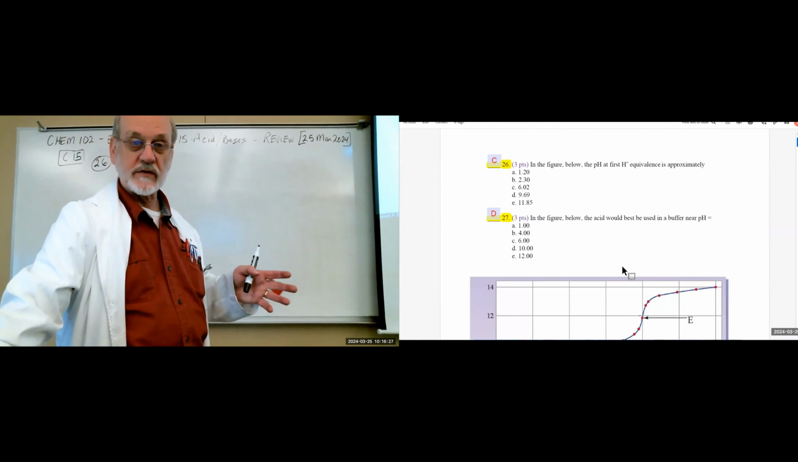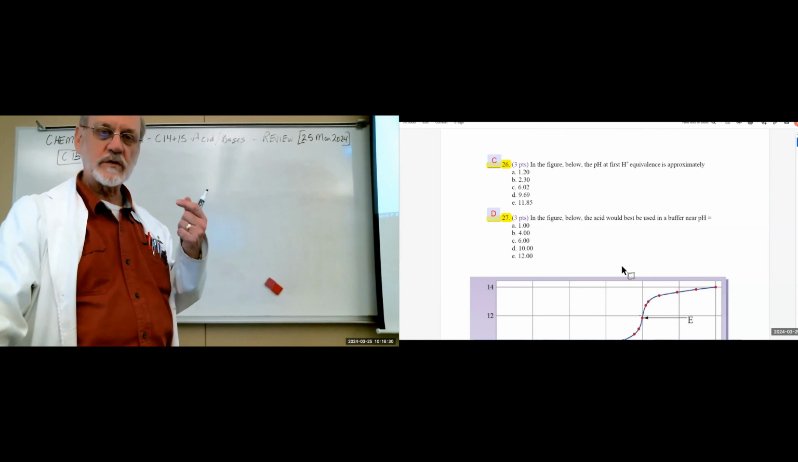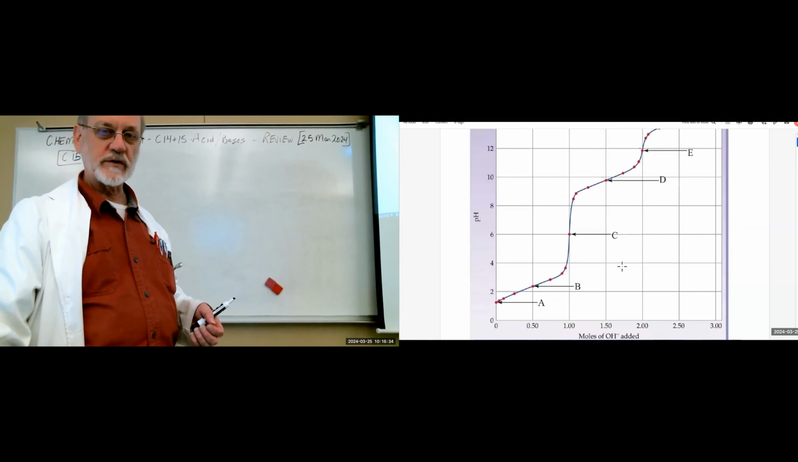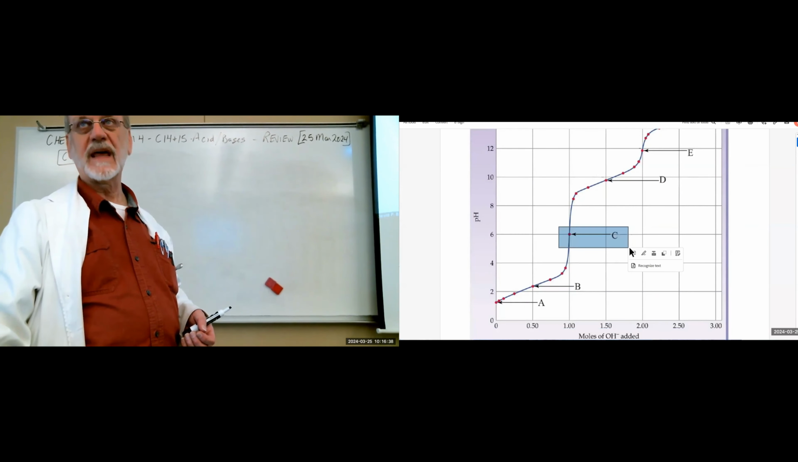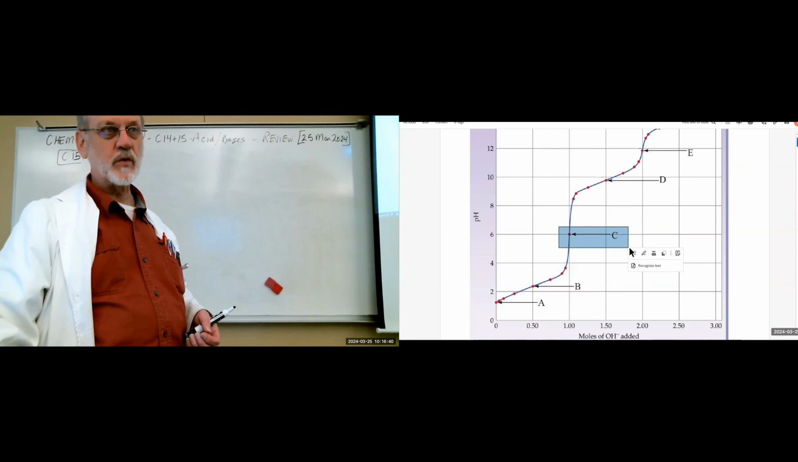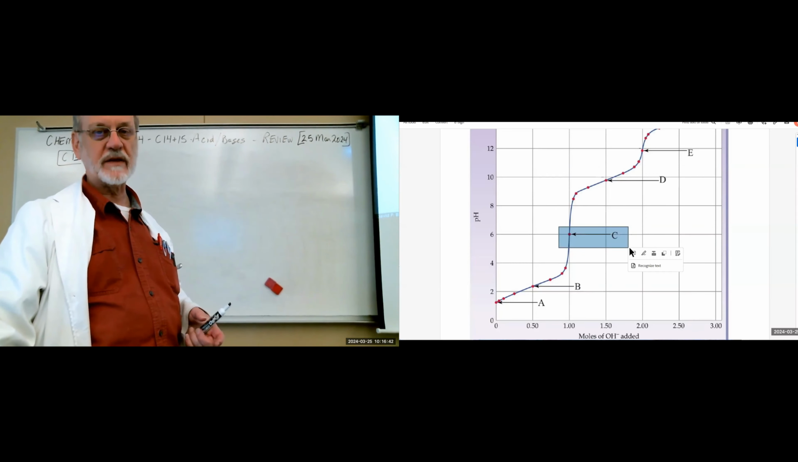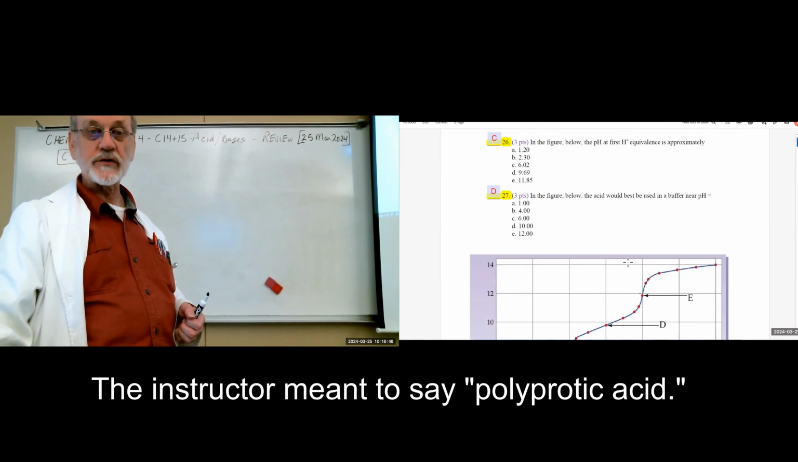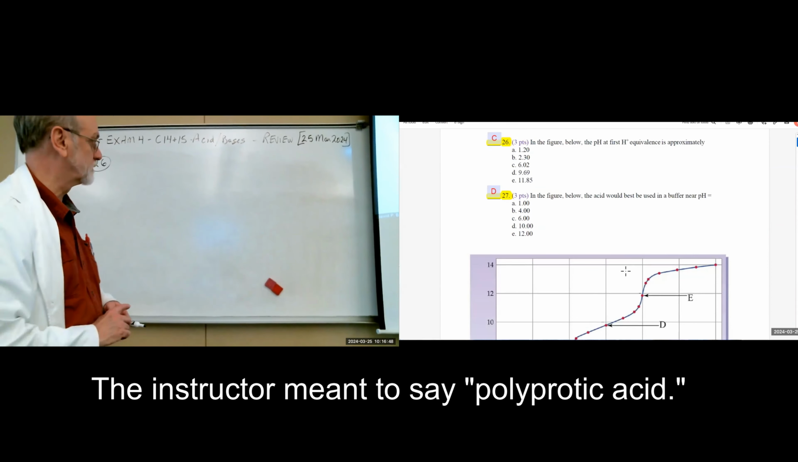And look at our choices: 1.2, 2.3, 6.02, 9.69, and 11.85. So where's the first equivalence occurring? Right here at C. That's the first equivalence point for this polyprotic acid. And the closest answer to that one is 6.02.